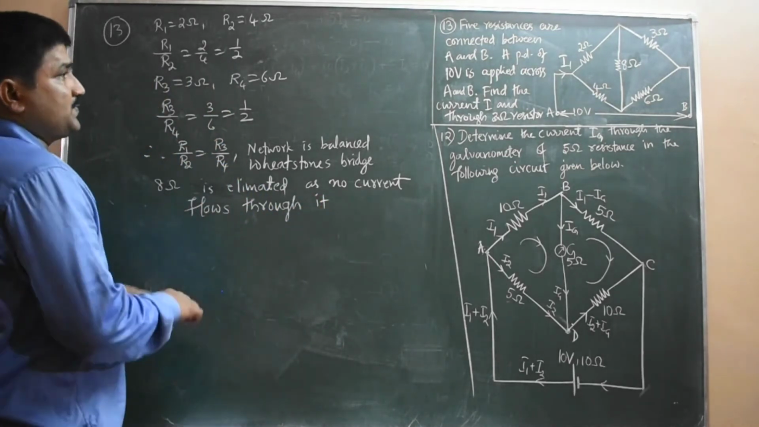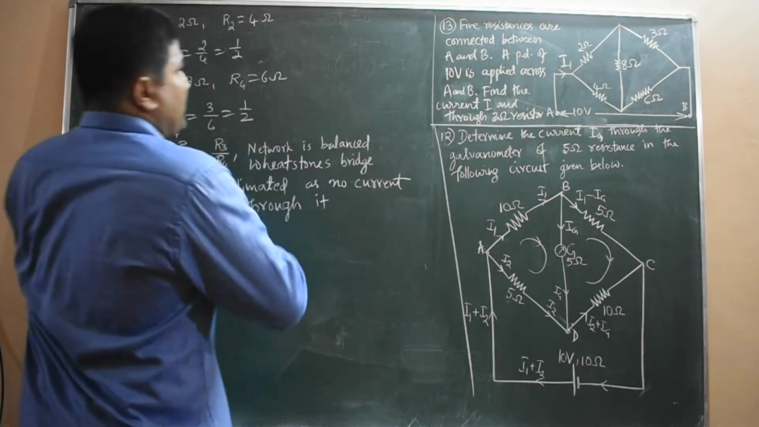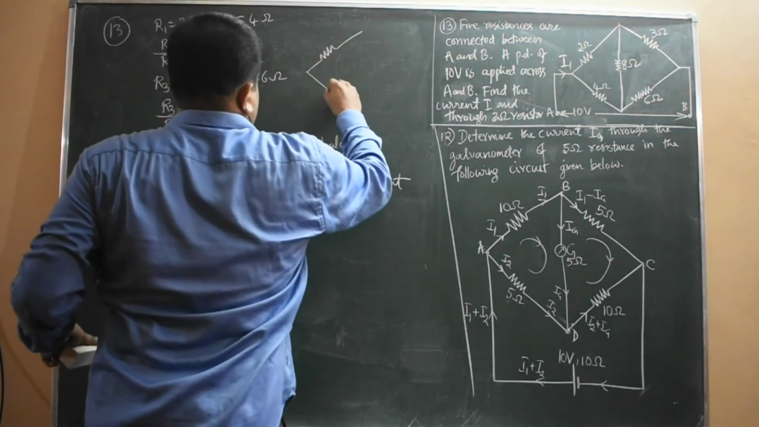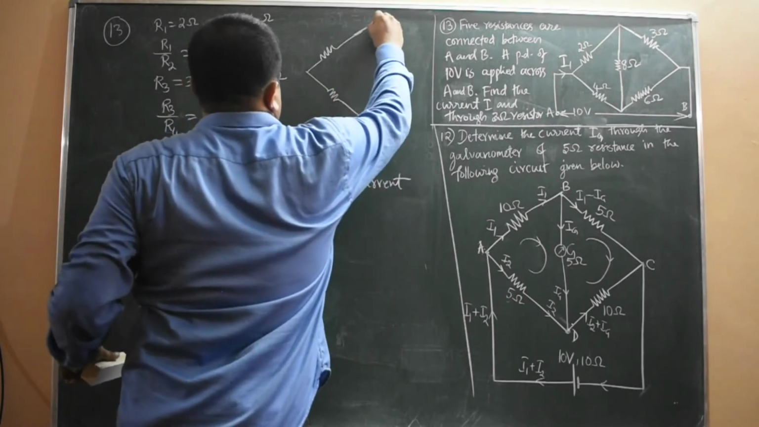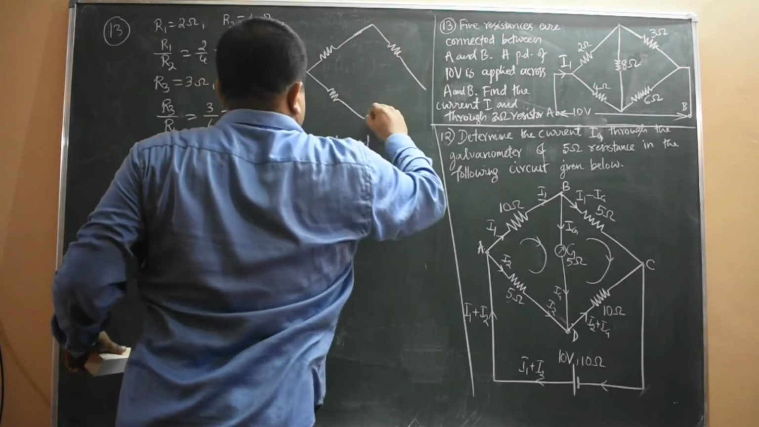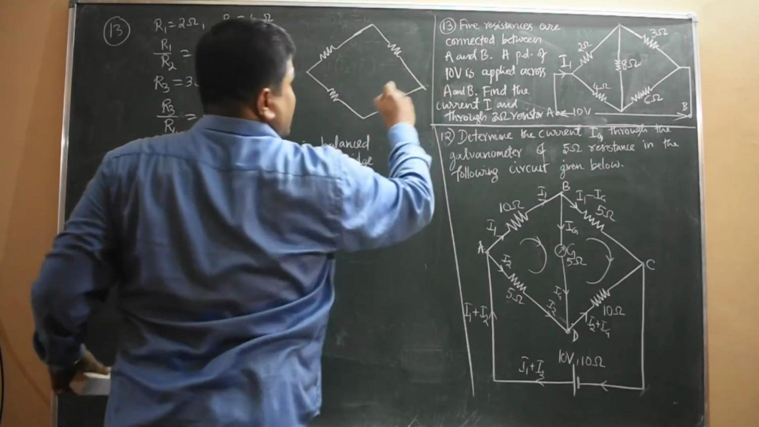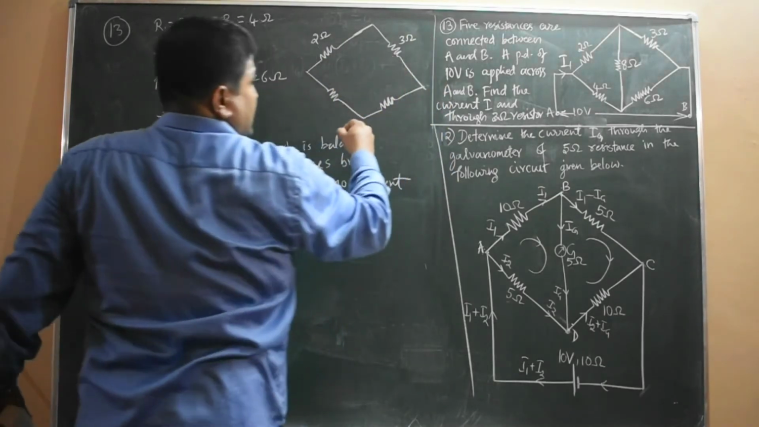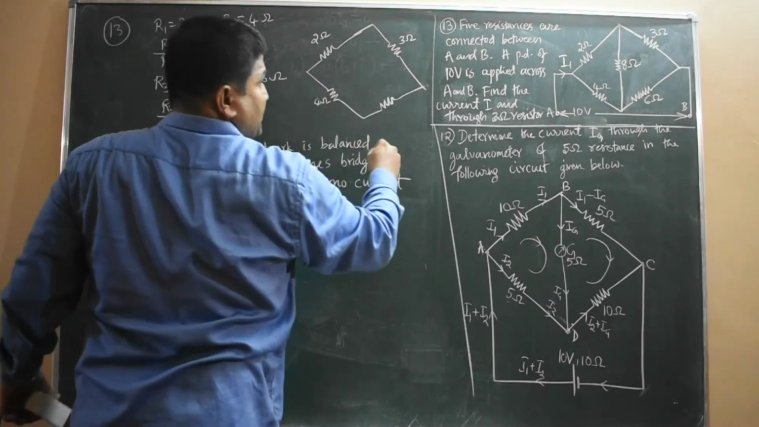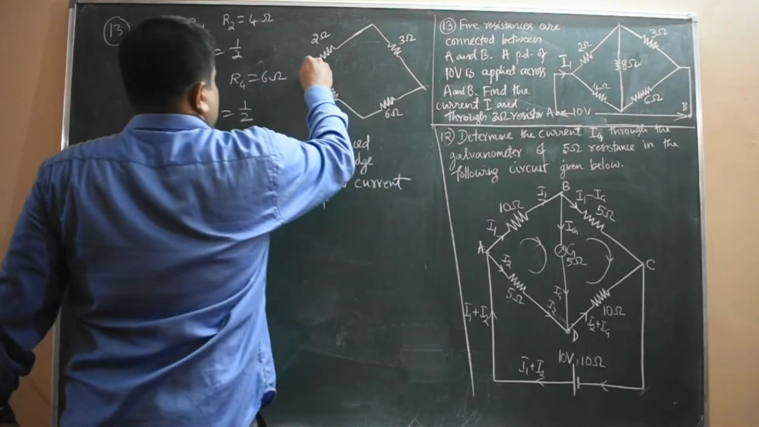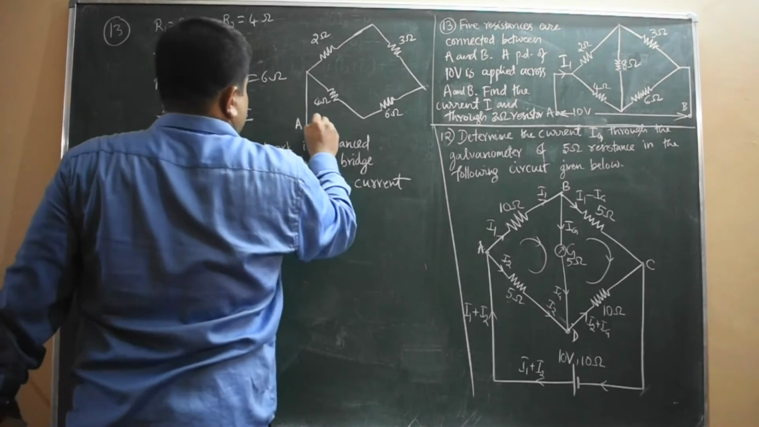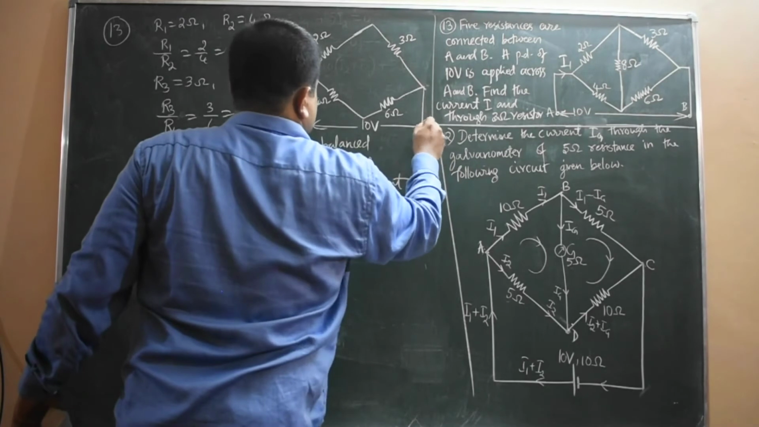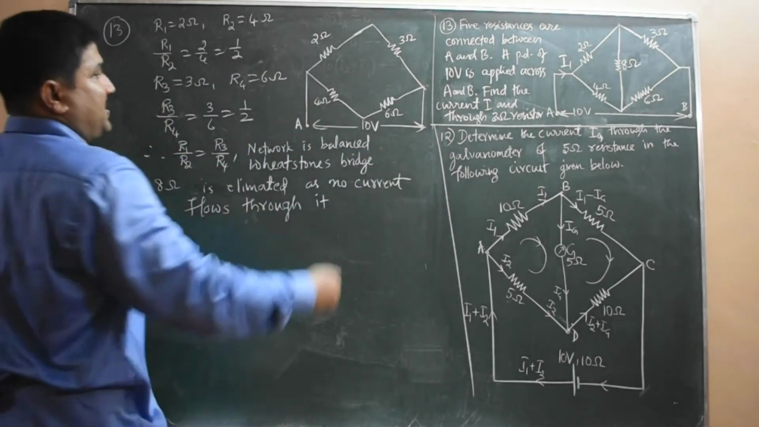Now what you have to do? You have to eliminate it. So if you eliminate, the circuit becomes like this. Only this resistor will be there. Now you see a 2 ohm resistor, a 3 ohm resistor, a 4 ohm resistor and a 6 ohm resistor. So like this we have the points A and B. A potential of 10 volt is applied between them. Now you have to understand this question.